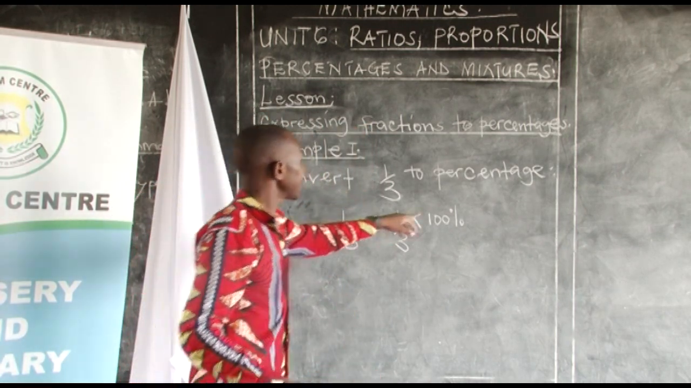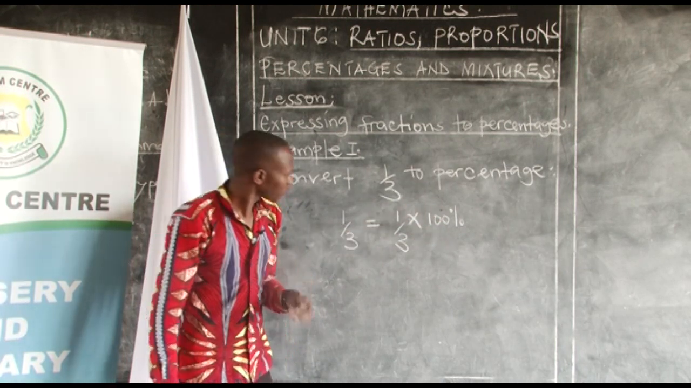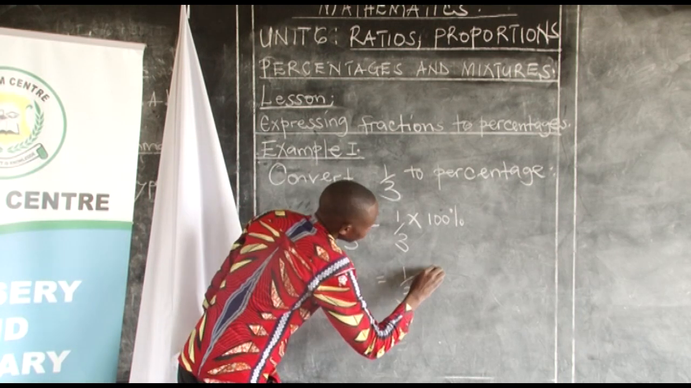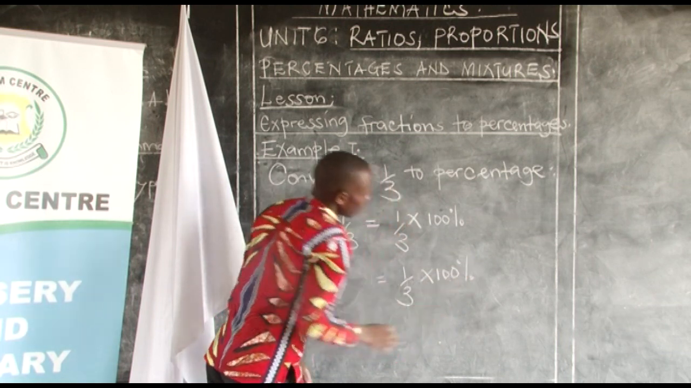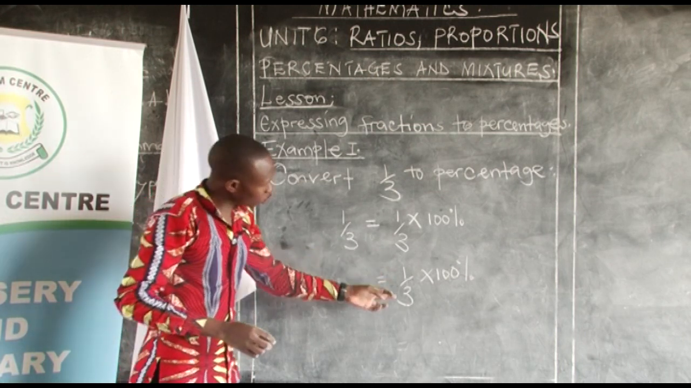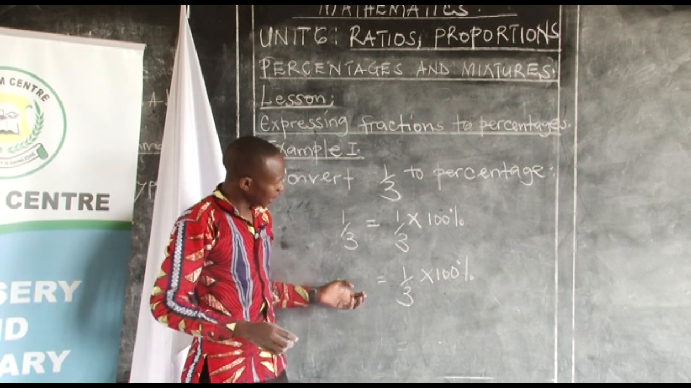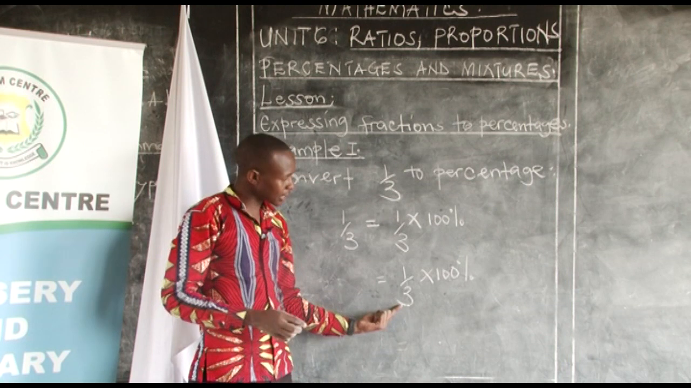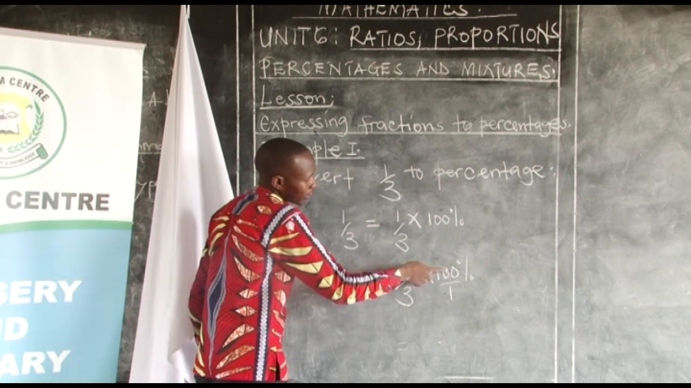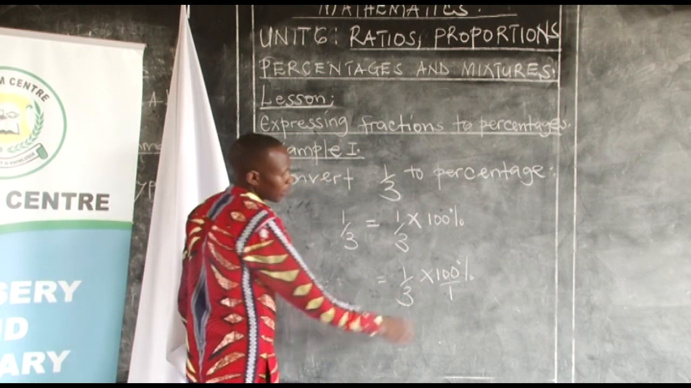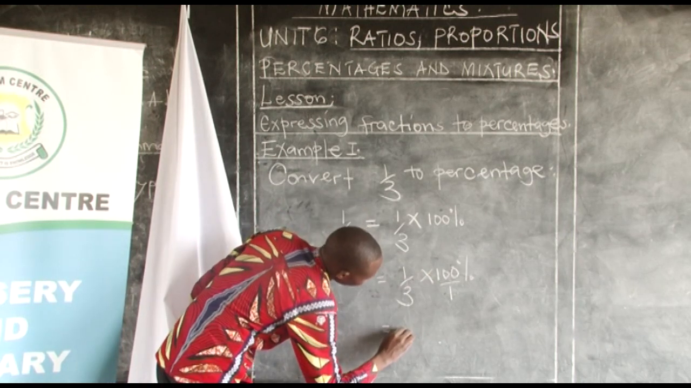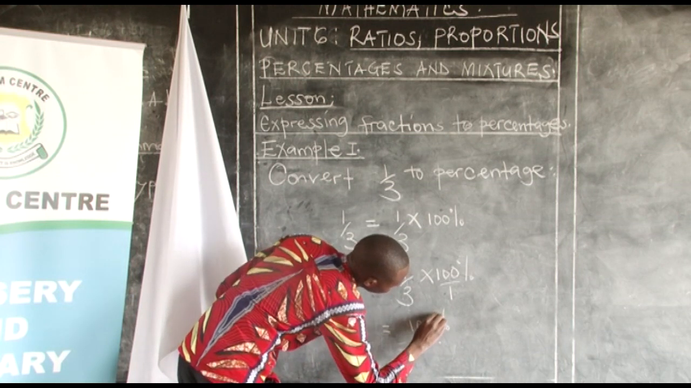We are changing everything to percentage. This is the same as saying 1 out of 3 times 100%. When we look at our numerator, our denominator, and the original percentage, you'll find that none of the numerators, remember 100 is also a numerator, is exactly divisible by any of these denominators. Remember, we don't say divide by 1, because once you divide by 1, you get the same number. So we shall multiply: 1 times 100 is equal to 100% divided by 3.